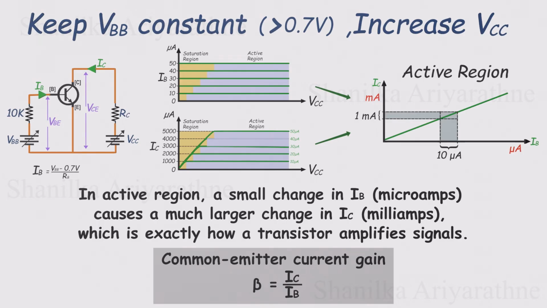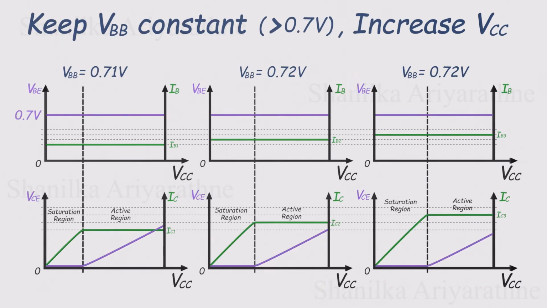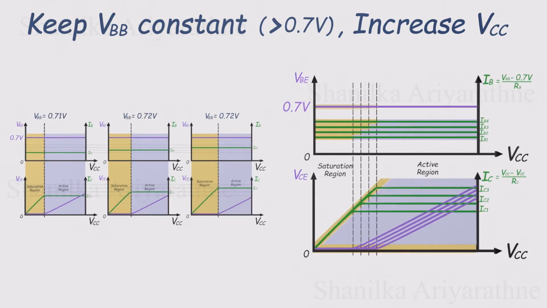Now, if we go back and look at each IC versus VCE graph, we can clearly identify the different regions of transistor operation. When we combine all those curves onto a single graph, the pattern becomes even clearer. At the beginning of each curve, there's a region where IC increases along with VCE. This is the saturation region, where the transistor behaves like a fully closed switch, and current flows freely from collector to emitter as VCC rises. In this region, VCE stays close to zero.